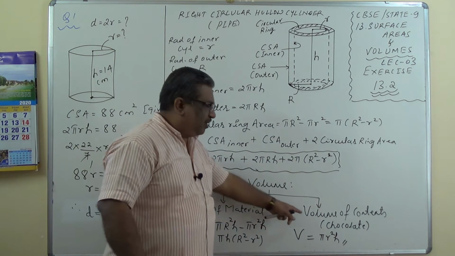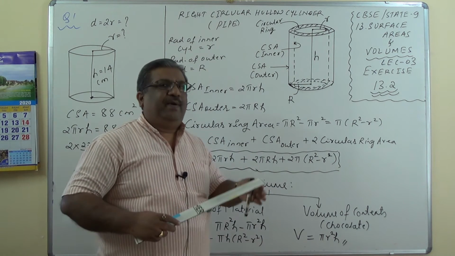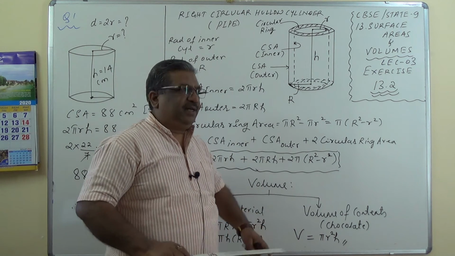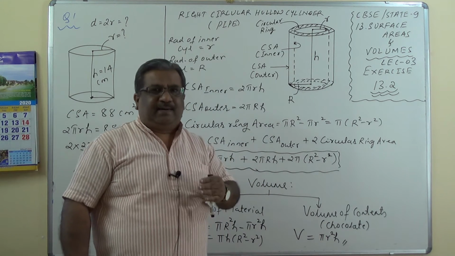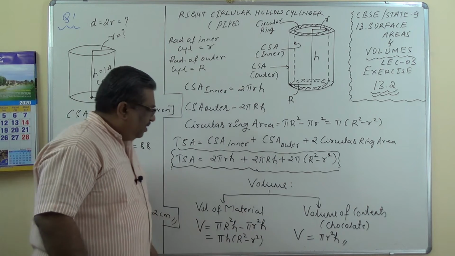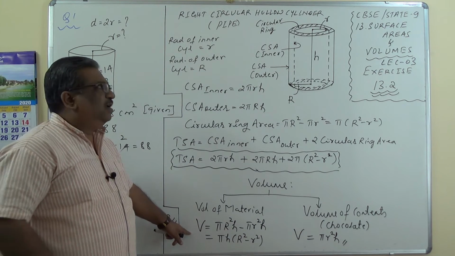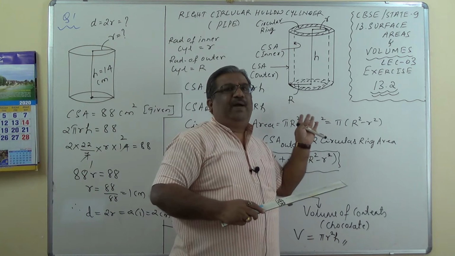See, chocolate, what I am saying is you will be able to remember. How to remember, that is one thing, but technically speaking, we call that the volume of contents. Okay, volume of material and volume of content. Volume of material is what basically? Suppose if I give you a wood here, then what is the volume of the wood required to manufacture this thing?